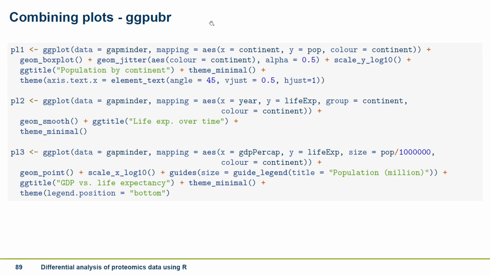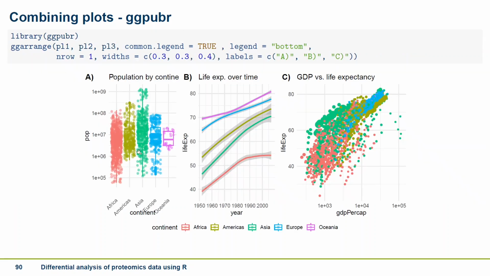So here are 3 different plots I want to combine for the Gapminder dataset. We have one box plot, one line plot, and a scatter plot. And we can use the ggpubr package and more specifically the ggarrange function, where we just write the 3 plots, plot 1 to plot 3. We want to have a common legend for this, because every time we color by continent, and we want to have the legend at the bottom.